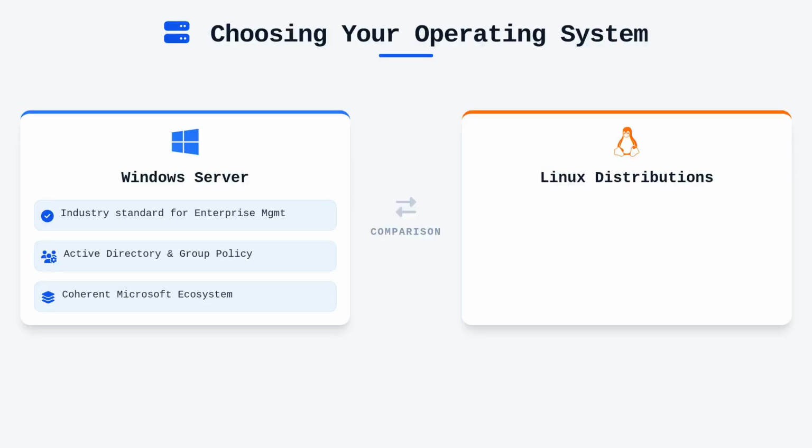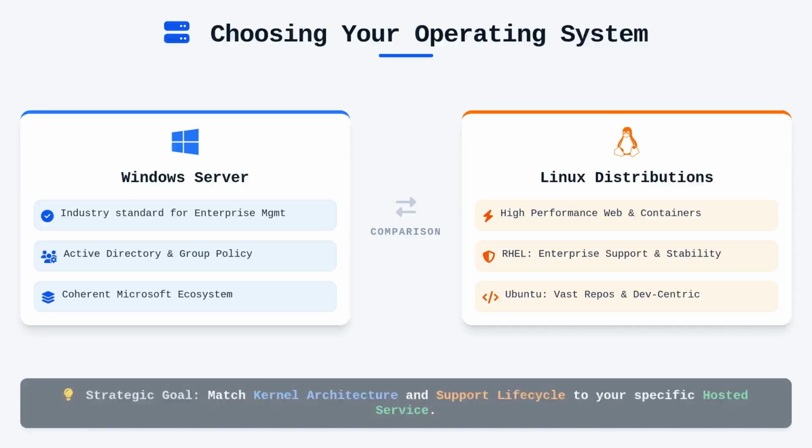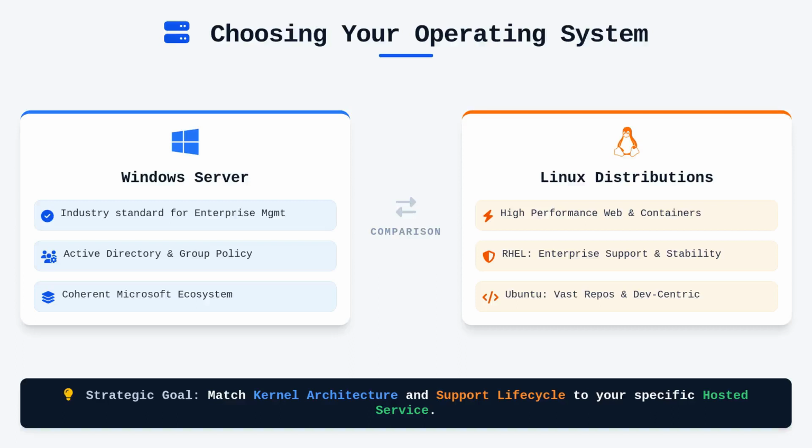Conversely, Linux distributions such as RHEL, Ubuntu, and Rocky Linux provide a modular and often more performant foundation for web services, containerization, and back-end infrastructure. While RHEL offers enterprise-grade support and stability, Ubuntu is frequently favored for its vast package repositories and developer-centric availability. Understanding the differences between these systems is not about picking a favorite, but rather about matching the kernel architecture and support lifecycle to the specific service you plan to host.